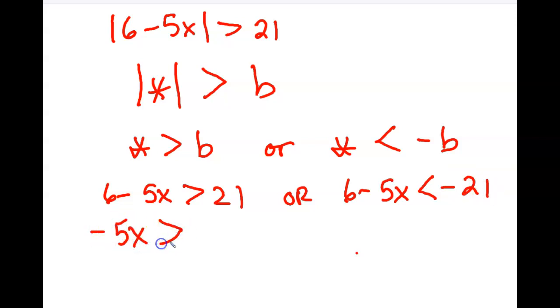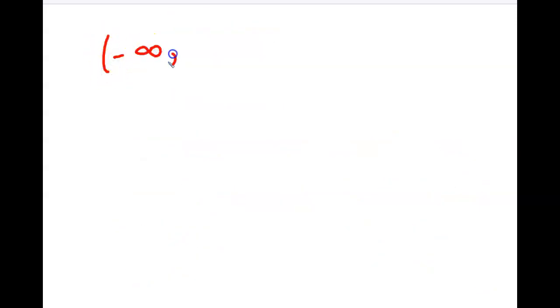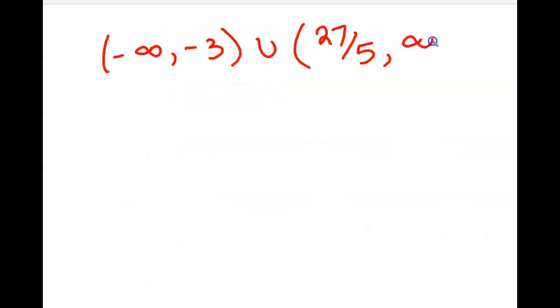So in this particular case, if I subtract 6, it's going to be 15. Divide by negative 5, I'm going to get x less than negative 3. And in this case, I am going to subtract 6 to be negative 27. And if I divide by negative 5, I'm going to get x greater than 27 over 5. So if I was to write this solution in interval notation, I would have negative infinity up to negative 3, but not including it, union with 27 over 5 to infinity.